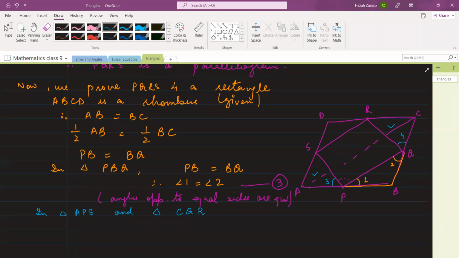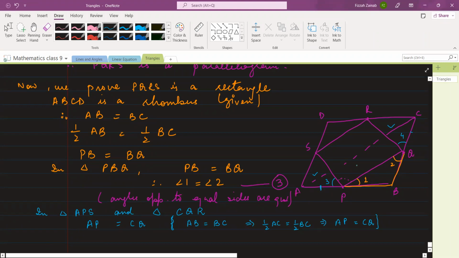Now see here, sides of a rhombus are equal, right? Okay, now think of it like this. I say that AP, this side, is equal to this side. Why? See the reason here. Because the full side AB is equal to BC, right? So that implies half of AB is equal to half of BC, and half of AB is AP and half of BC is CQ. So from here we can say that AP is equal to CQ.